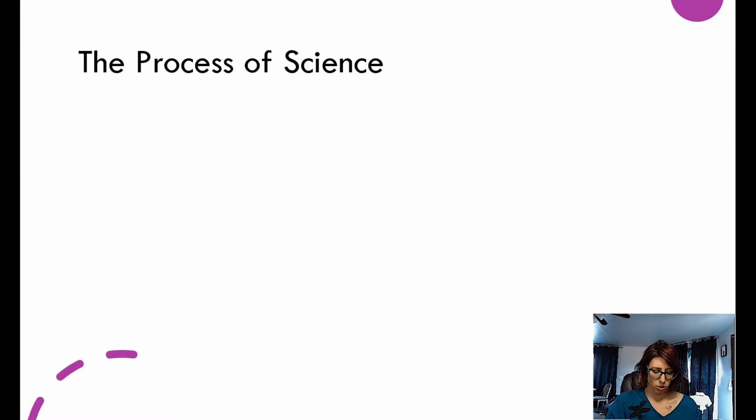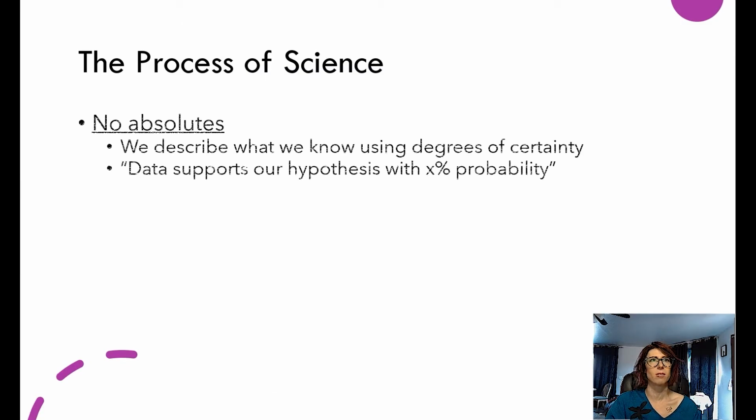All right, so a few more points on the process of science. There are no absolutes. Never say my data proved my hypothesis. We don't say that in science. You can't publish that in a paper. You can't prove anything because there's always a chance that you just got your results due to a fluke or user error. That chance might be small, but it's still a non-zero chance. It's still possible that it was just coincidence that you got the results that you got.